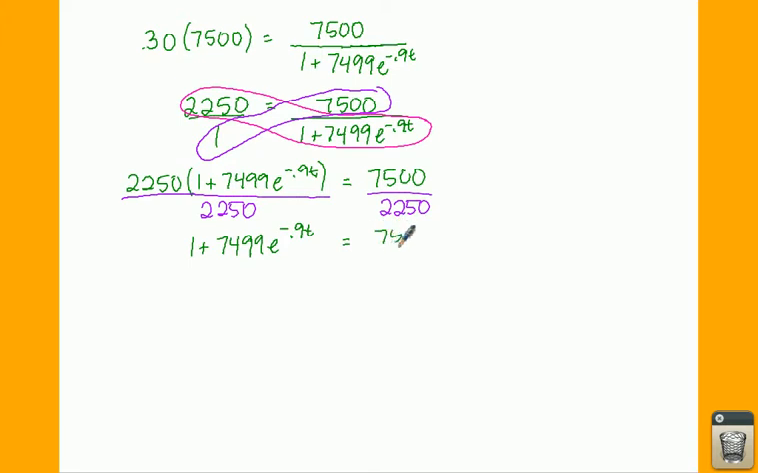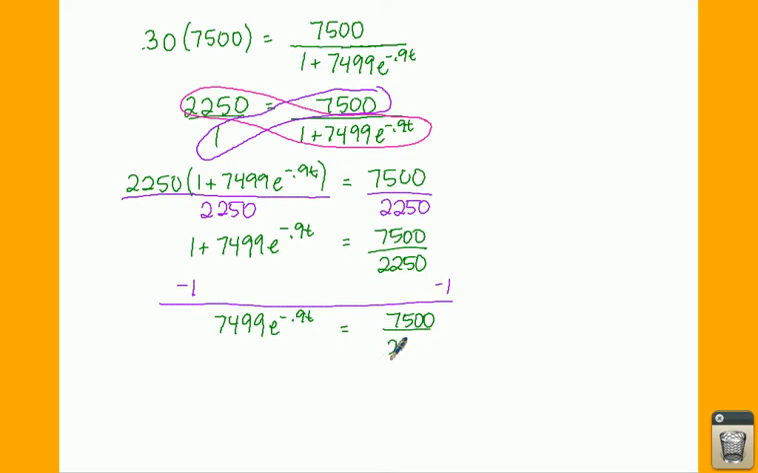So let's just leave this at 7,500 over 2,250. I don't want to make that a 3.3 yet because that just means you're abbreviating, which is going to make your answer not as precise in the end. So next we need to subtract 1. Subtract 1 from both sides. This is going to be awesome to plug into the calculator. 7499 e to the negative 0.9t equals 7,500 over 2,250 minus 1.